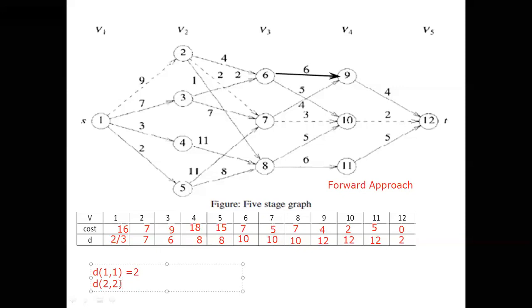Stage number 2, D of 2. What is D of 2? This one. What is the value here? 7. That means from 2, after that you have to visit 7. Now 1 we went to 2, from 2 we have to go to 7. That is the shortest path. 1 to 2, 2 to 7. Up to there we got it.